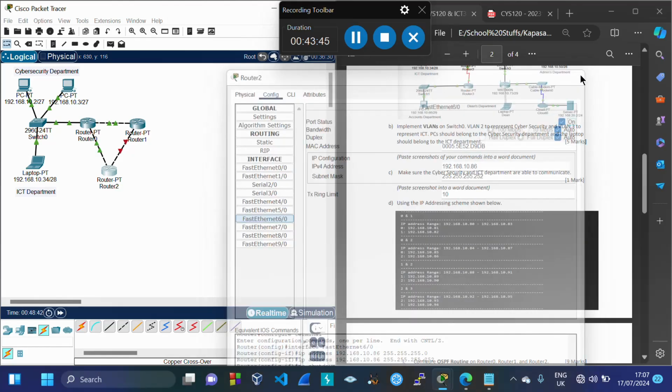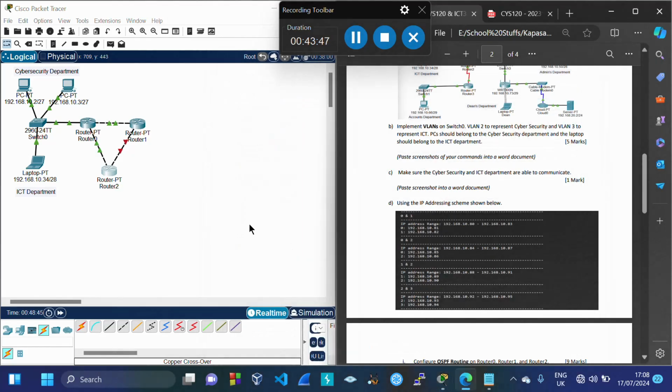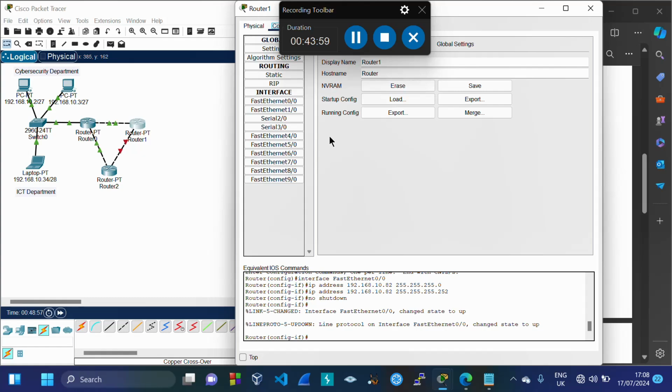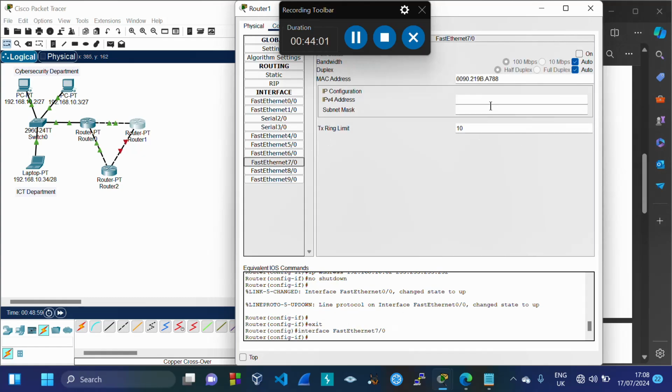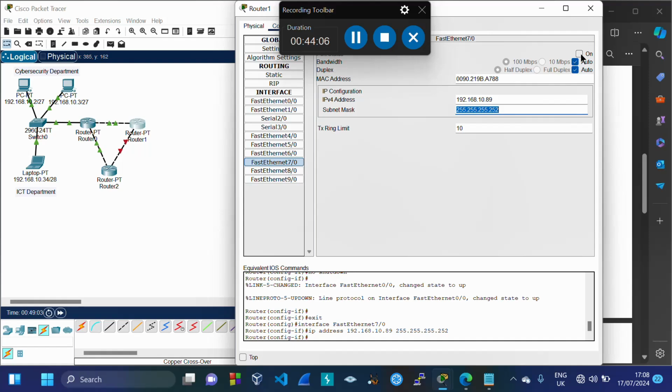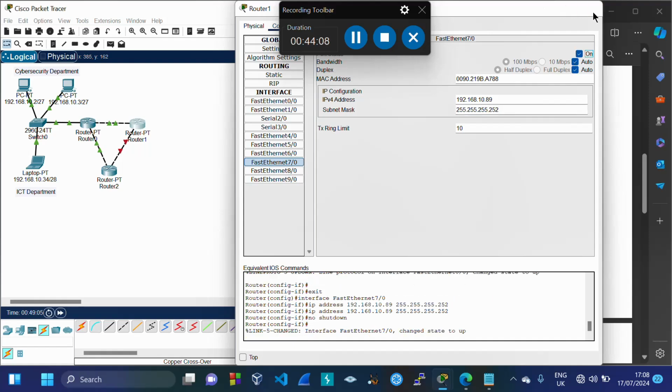So now it's on, you can see. Then we have between 1 and 0, which is connecting at 7/0. So between 1 and 2, we are saying 1 is given .89. So under that interface which I've mentioned, which is 7, I'm going to put 89. Then 252 is okay. We just say on.